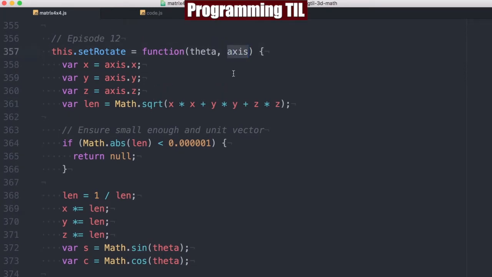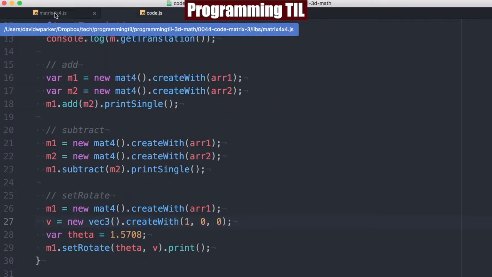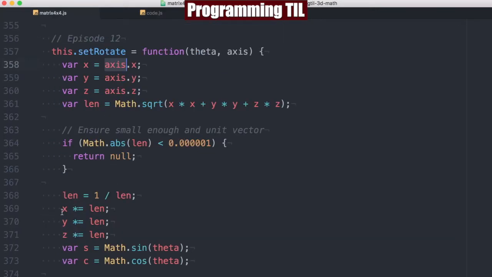And so we have this axis here that represents the vector. We're going to shorthand each of these to x. We're going to compute the length of this vector, make sure it's big enough, and then we're going to convert it to a unit vector, and make sure each of the elements within the vector here is translated into unit as well.